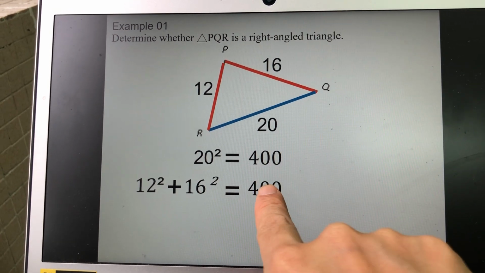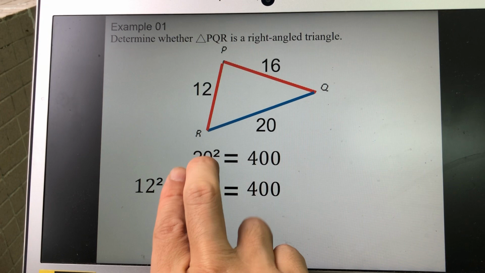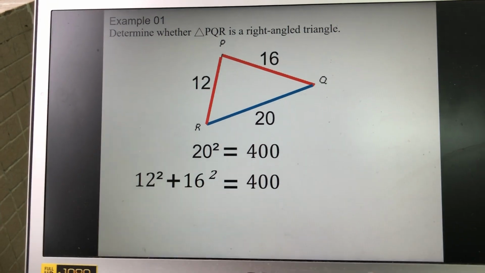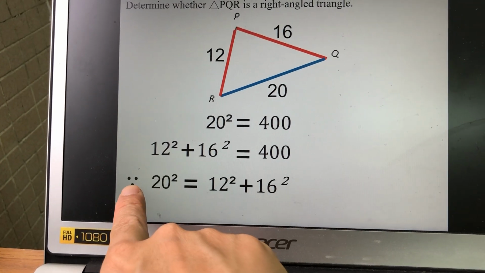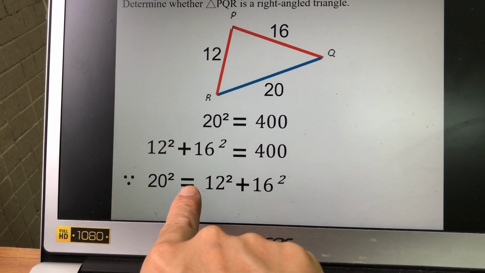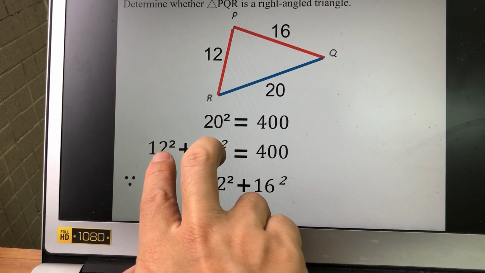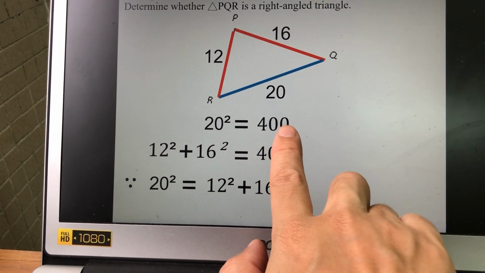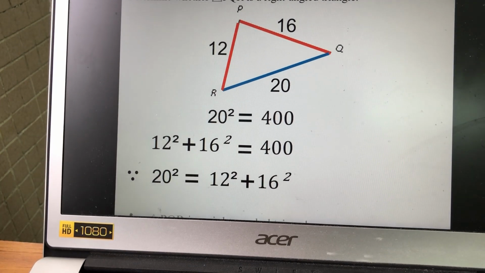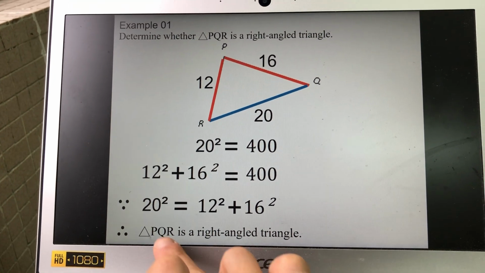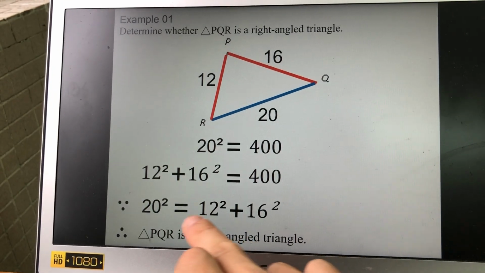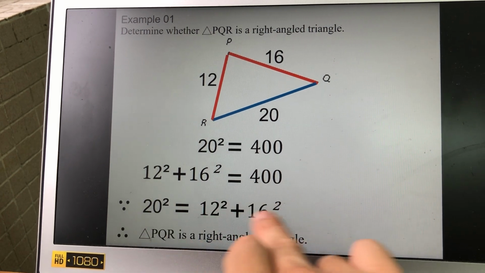They are the same. So that means the longest to the power of 2 equals the sum of the legs square. You could put it down. This symbol, the upside down triangle, means "because": because 20 square equals the sum of the legs square, they are both 400, so they are the same. Therefore, triangle PQR is a right angle triangle, because it satisfies this relationship.